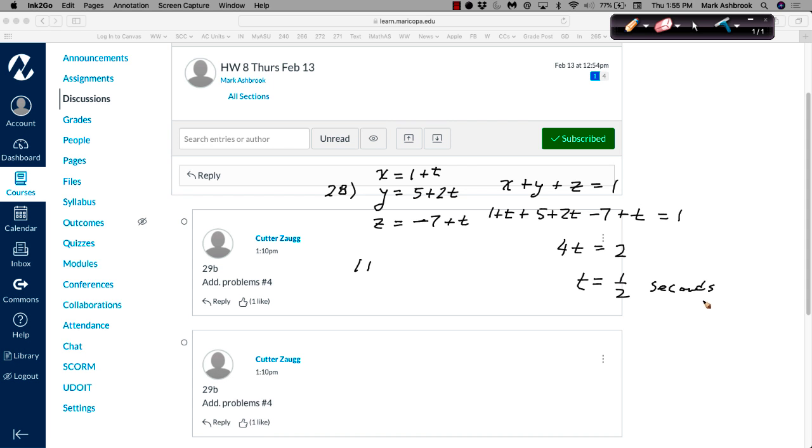And then how do we find the point? Yeah, you're going to plug it into your x, y, and z. So that would be 3 halves, 6, negative 6.5, negative 13 halves? Okay, did everyone follow that?